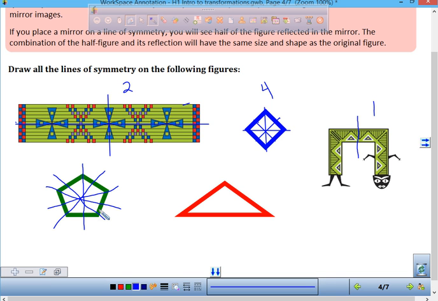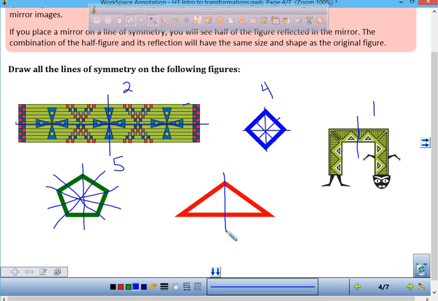1, 2, 3, 4, 5. Okay? How about the isosceles triangle that is next? Just the vertical line.